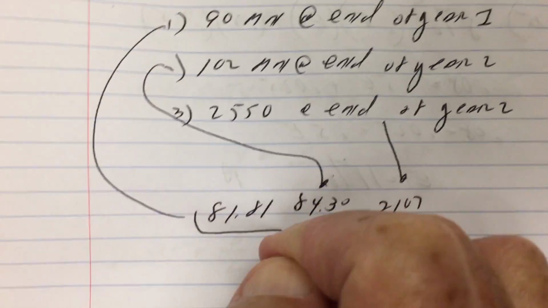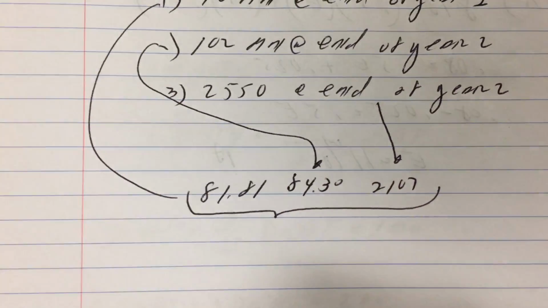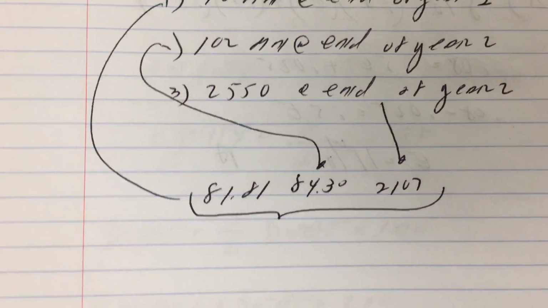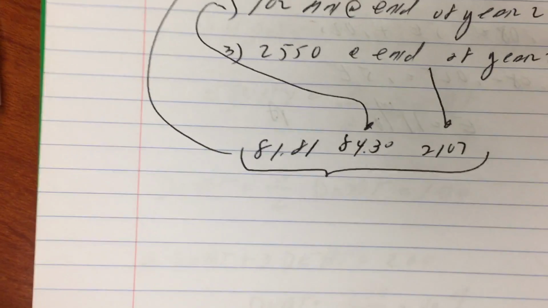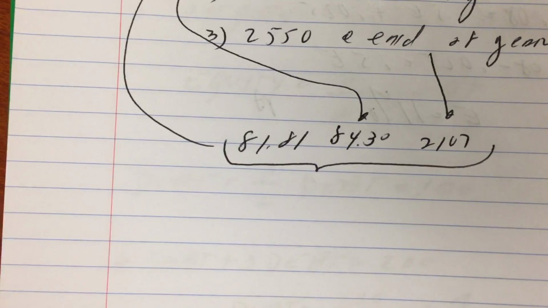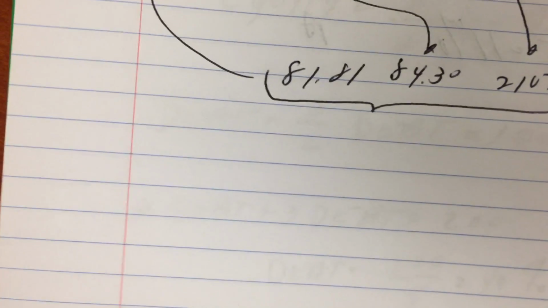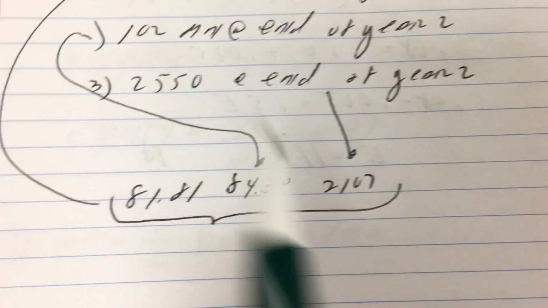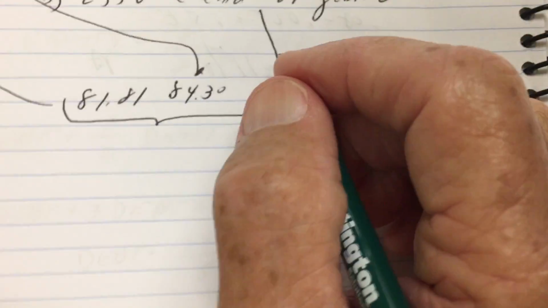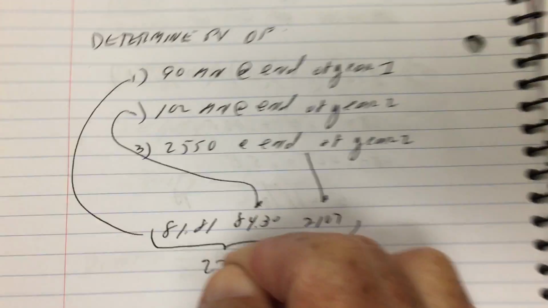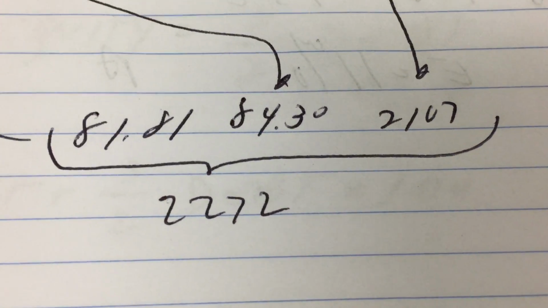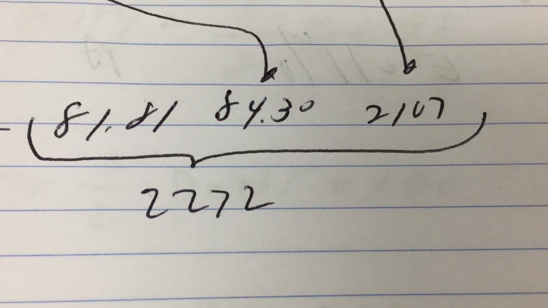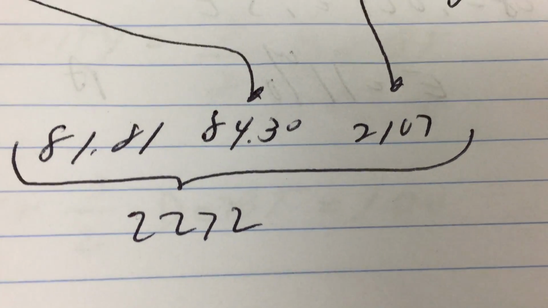Then I add these up, which gives me the enterprise value of the company: 81 plus 84 plus 2107 gives me 2272. Then I'm going to subtract the debt from it because enterprise value was net of debt, and the debt was $1,000,002.